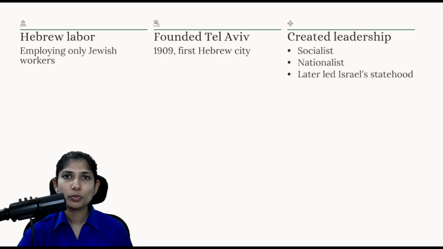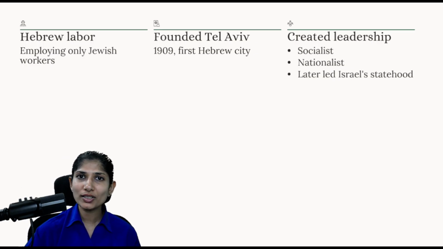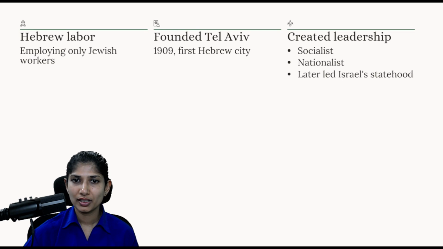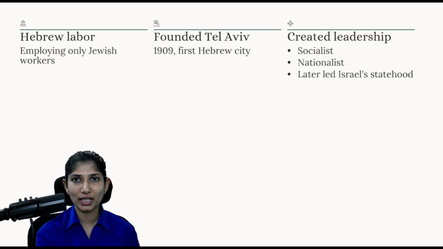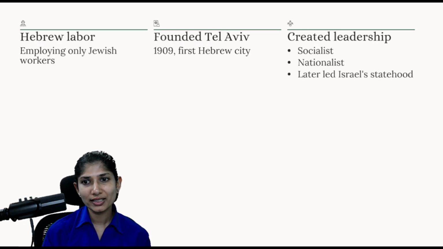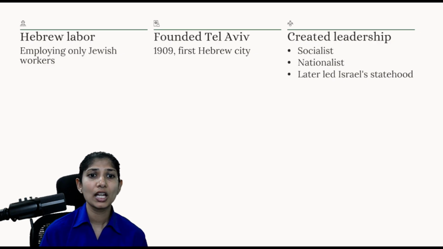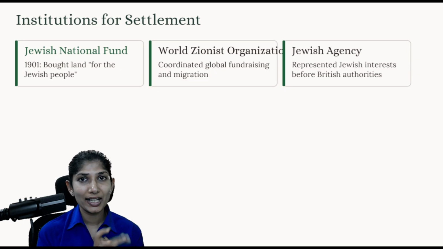Also, they started with the concept of Hebrew labor. In these community farms, we will employ only Jewish laborers, that is workers. And in the same period of time, they founded Tel Aviv. This was the first Hebrew city, and their objective became that we will set up a homeland for Jews. This became the first important milestone. Then what happened on the political front? They started creating more socialism, community farms, Hebrew labor, and it also started becoming a nationalistic move. This is what later led to the Israel concept coming in.